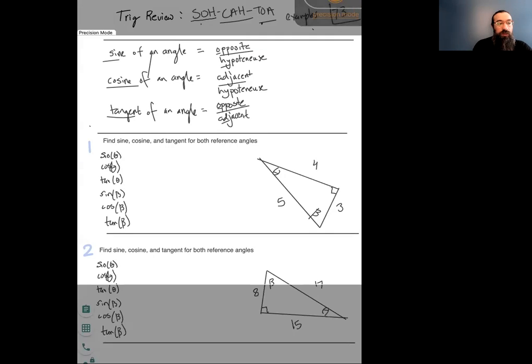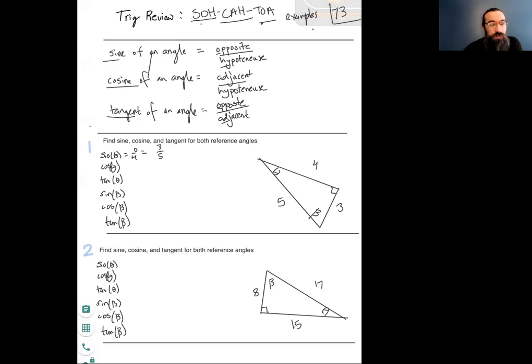So sine of theta is the opposite over the hypotenuse. Here's theta, there's the opposite. So that would be 3 over 5. And then just keep going with it. So get those copied, work those out. Easy peasy.